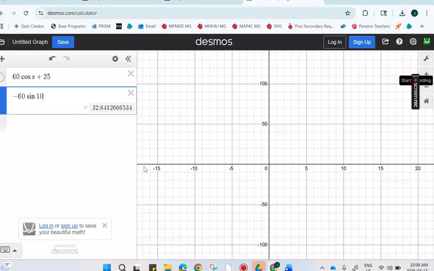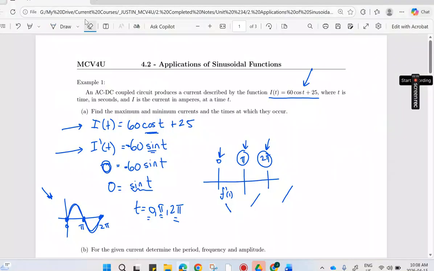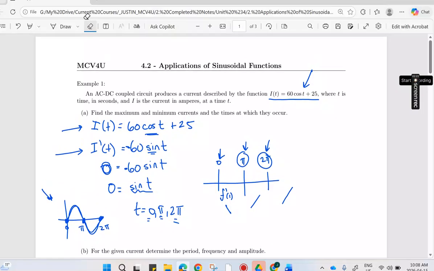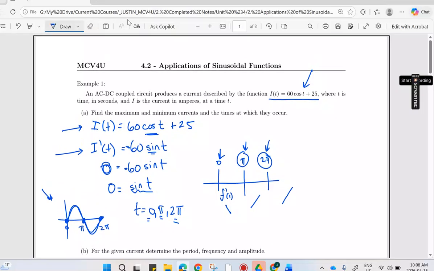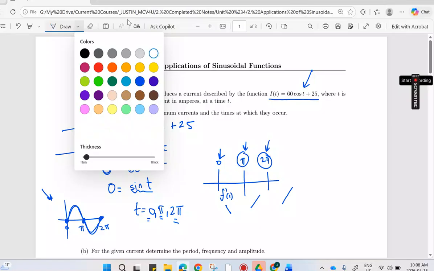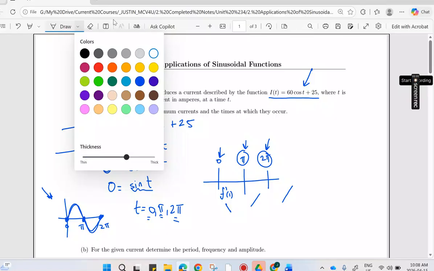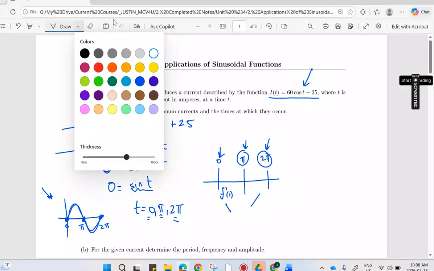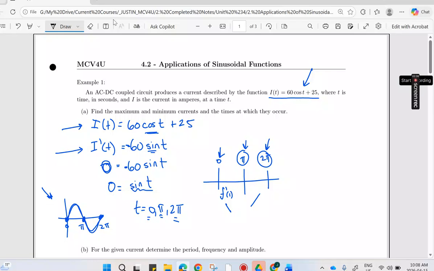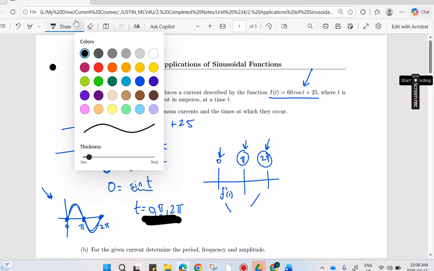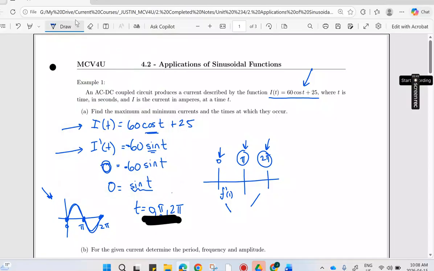Oh, sorry, I chose a value that's a little too big. Here's why. Let me erase that. Don't forget, these functions are periodic. So 0, pi, 2 pi are not the only answers. These are answers between 0 and 2 pi, because where else does it hit 0? It's going to continue, so there'll be another critical value here, and so forth.